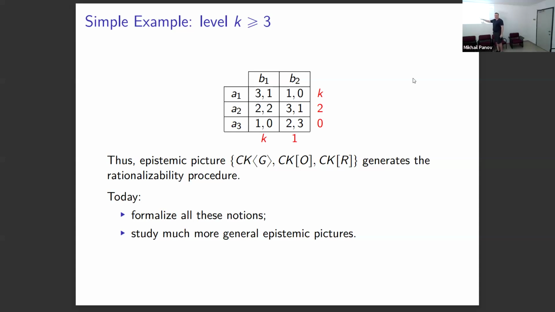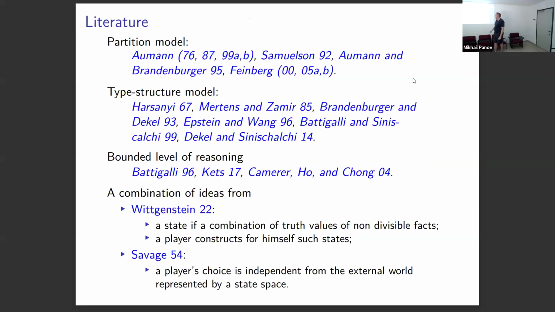This one is simple. The other one is not. So now, how does it relate to the literature? There are several epistemic models. They can be categorized into two broad categories. One is the partition model, which started with Aumann, and a little bit with Joseph Halpern, I also put it in the partition model. And then there are type structure models, the idea of Harsanyi of an infinite hierarchy of beliefs. And then Mertens and Zamir, Brandenburger and Dekel, and a good survey by Dekel and Siniscalchi.